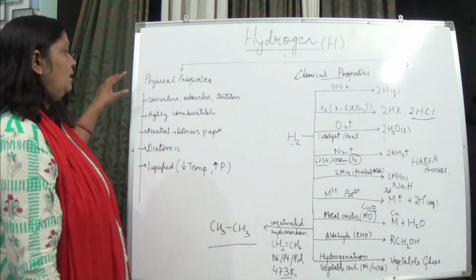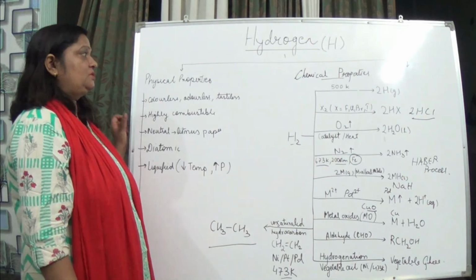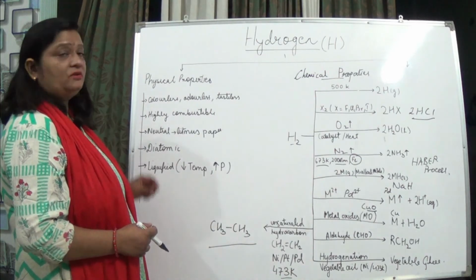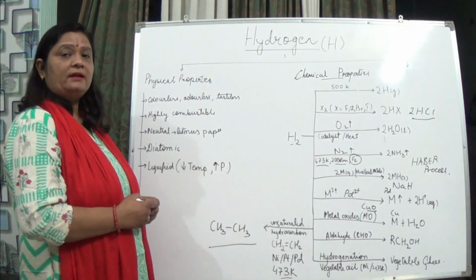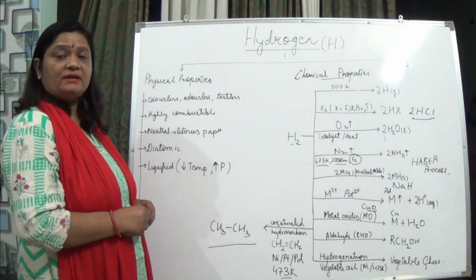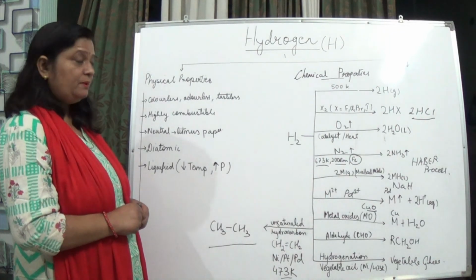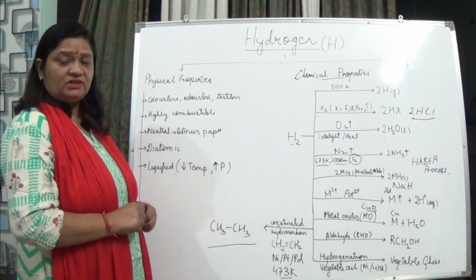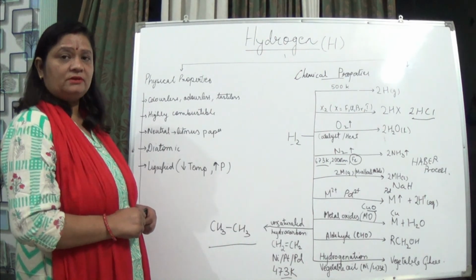So this is all about the chemical properties of hydrogen. Today we have studied hydrogen: what it resembles, alkali metals or halogens, where it should be placed, and its properties and preparation. Hope you have understood it.